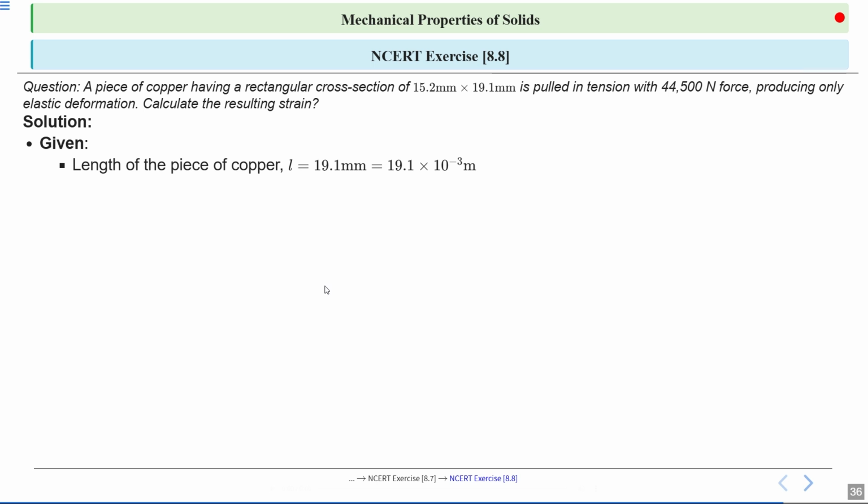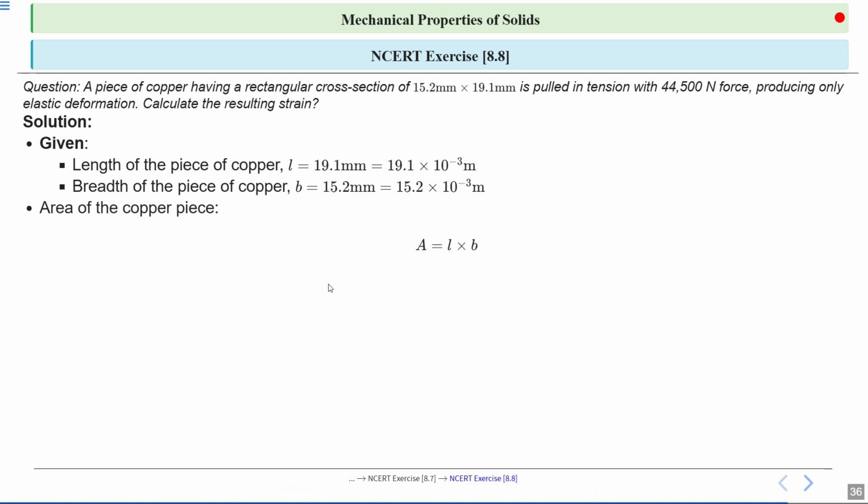Length of the piece of the copper is 19.1 mm. So here we need to convert it mm to meter. So it will be 19.1 into 10 raised to the minus 3 meter. Breadth of the piece of copper is 15.2 mm. Again here we need to convert it to meter. So it will be 15.2 into 10 raised to the minus 3 meter. Area of the copper piece A equal to L into B. So substitute the values 19.1 into 10 raised to the minus 3 into 15.2 into 10 raised to the minus 3. So solving this, you will get 2.9 into 10 raised to the minus 4 meter square.